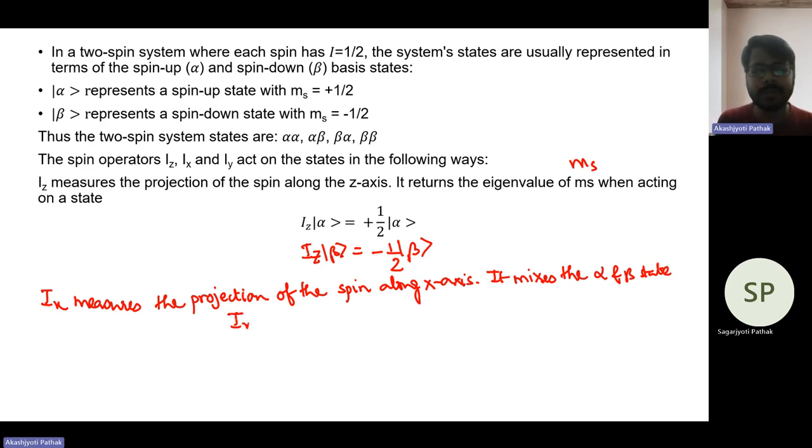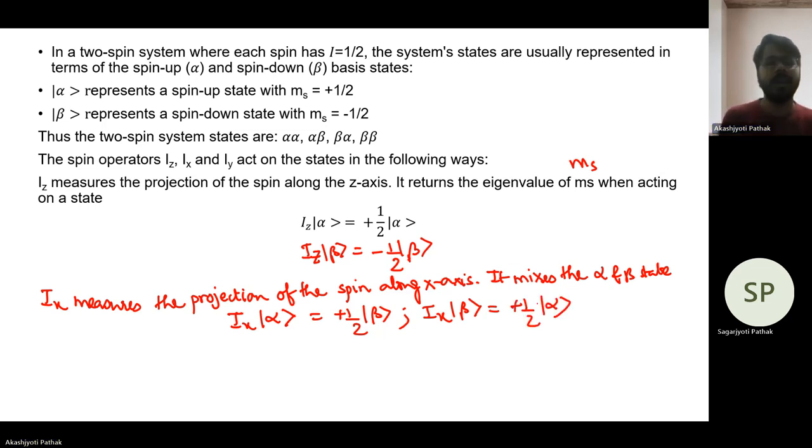So what do we get? If Ix acts on the alpha state, what we get is plus half beta. So it mixes the alpha and the beta state. And if Ix acts on beta, then we will get plus half alpha.